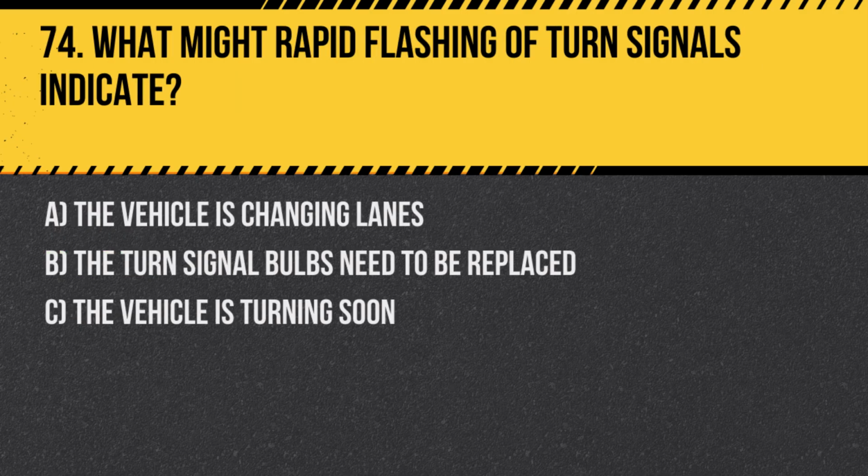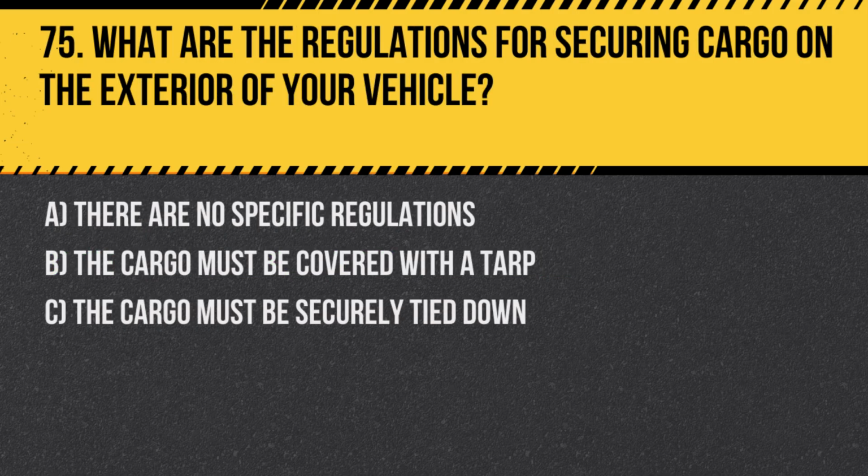Question 74. What might rapid flashing of turn signals indicate? A. The vehicle is changing lanes. B. The turn signal bulbs need to be replaced. C. The vehicle is turning soon. Answer B. The turn signal bulbs need to be replaced. The rapid flashing is typically a sign that one or more of the turn signal bulbs may be out and need replacement.